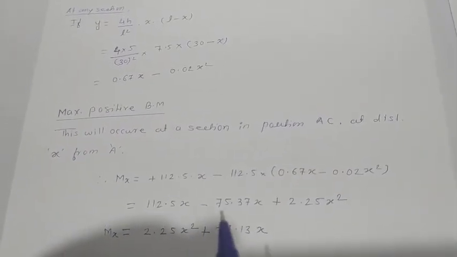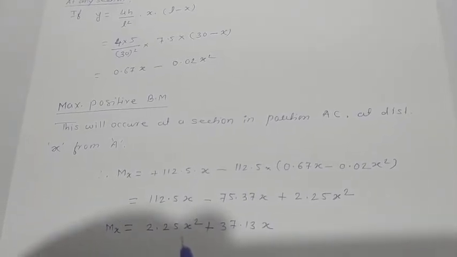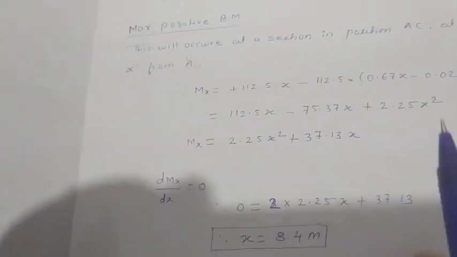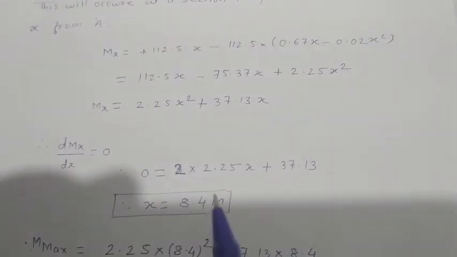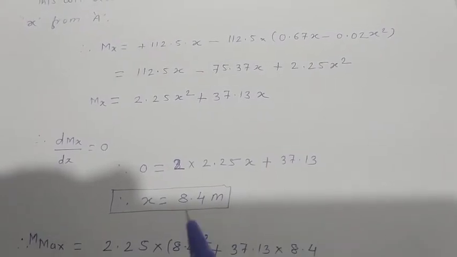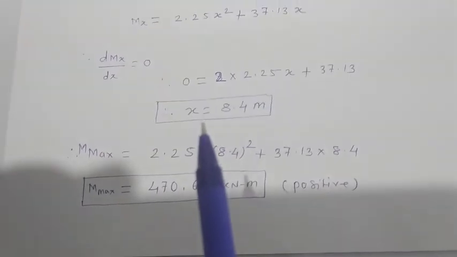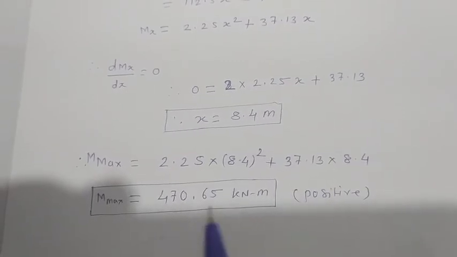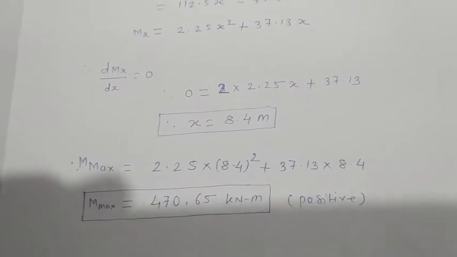If you multiply this value with this bracket, you will get 2.25 x square plus 13.13 x. Suppose I take the derivative of Mx, so this equation becomes like this, and you will get the value of x. Then put the value of x in the above equation, you will get the maximum bending moment. So the maximum bending moment is 470.65 kilonewton meter, that is positive.